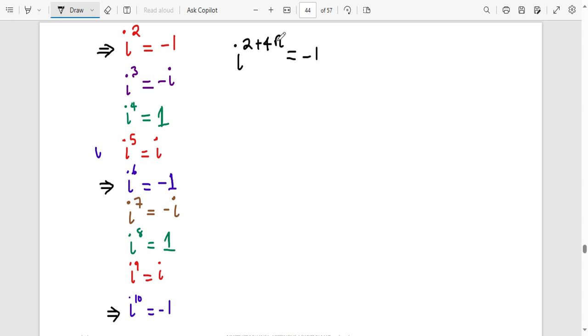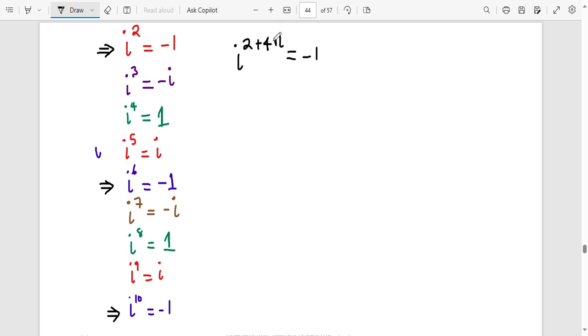For example, if n is 0, it will just be I to the power 2, that is negative 1. If n is 1, it will be 4 times 1, which is 4 plus 2, which is 6. So it becomes I to the power 6. And that is still a negative 1. If n is 2, 4 times 2 is 8. 8 plus 2 is 10. I to the power 10 is a negative 1.